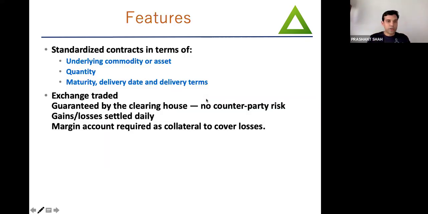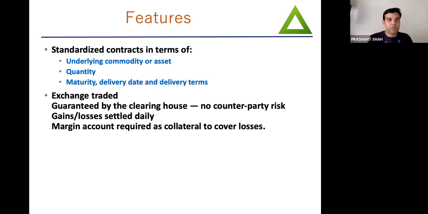Standardized contracts in terms of underlying commodity or asset. Now, see friends, if there is a forward, there can be any commodity, any asset in which we can enter into a contract. That's possible. But when it is on the stock exchange, it cannot have open-ended contracts. They have to have defined commodities, defined assets. So you can go to MCX, you can go to NCDEX, you can go to NSE, BSE. You'll find the defined contracts.